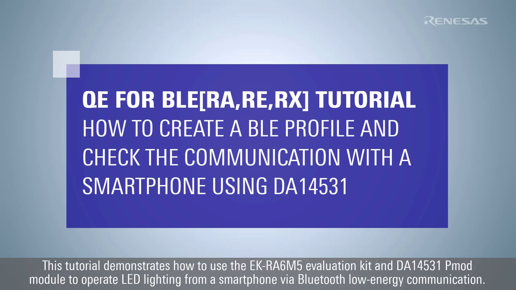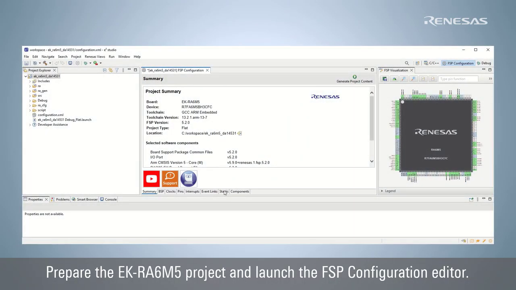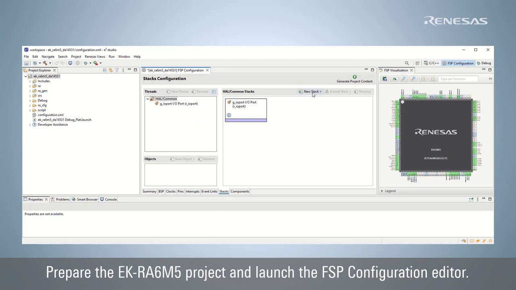This tutorial demonstrates how to use the EK-RA6M5 evaluation kit and DA14531 Pmod module to operate LED lighting from a smartphone via Bluetooth low energy communication. Prepare the EK-RA6M5 project and launch the FSP configuration editor.